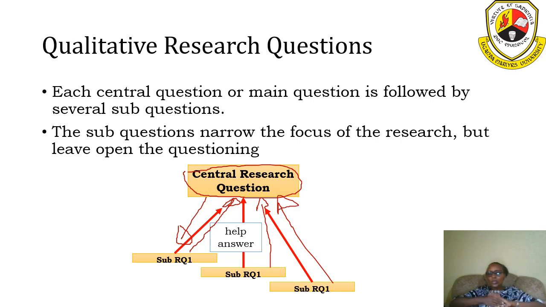Now, most of you at this point may be thinking, but I'm used to research objectives. Are we now getting rid of research objectives? No, definitely not. A research question can be turned into a research objective. So the central research question can be turned into a central research objective. The subsequent sub-research questions can also be turned into specific objectives.